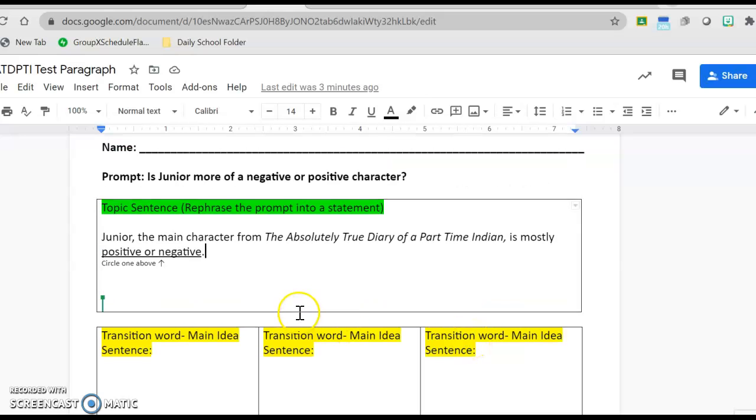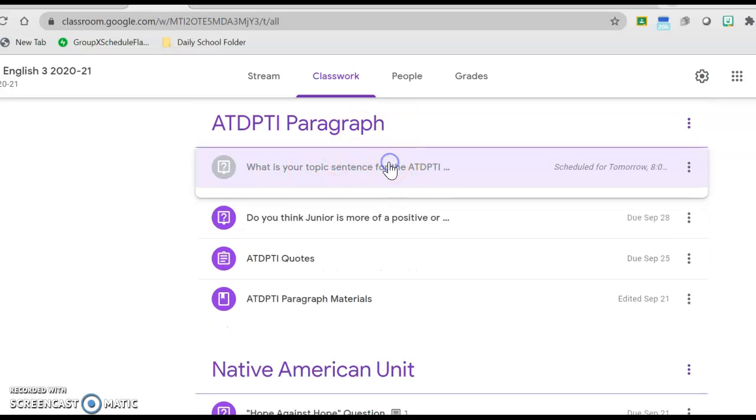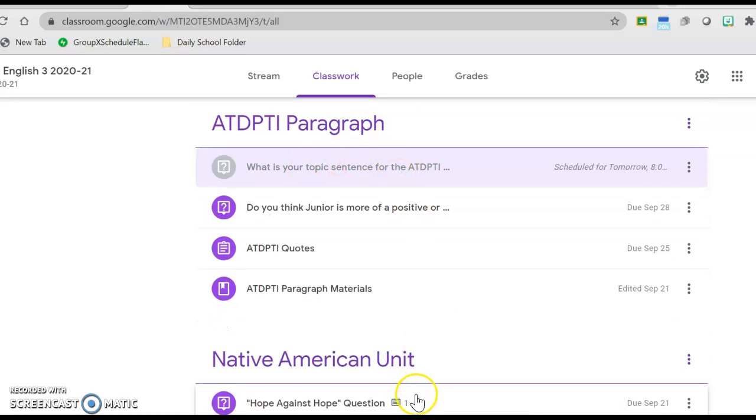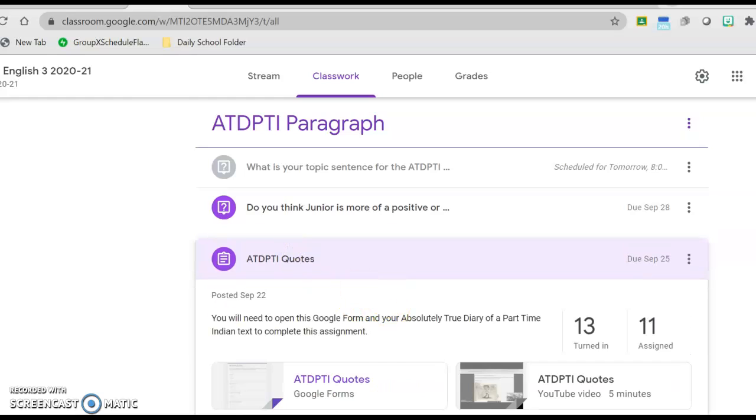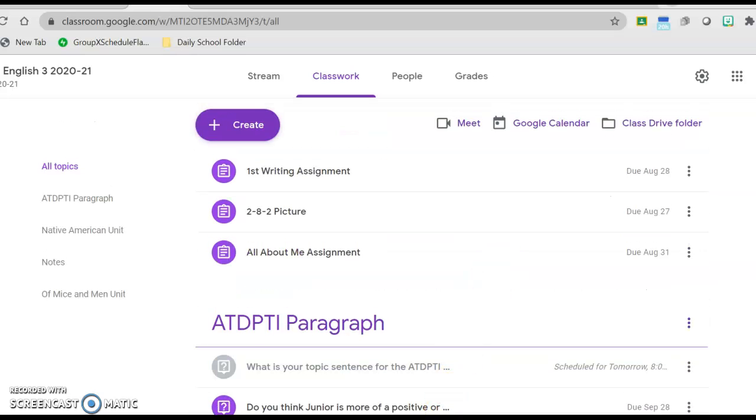So that's all you have to do today is get your topic sentence into this question in Google Classroom. But remember, if you haven't done the quotes yet, which a lot of you have not, then you cannot complete the assignment. All right? Please email me if you have any questions.